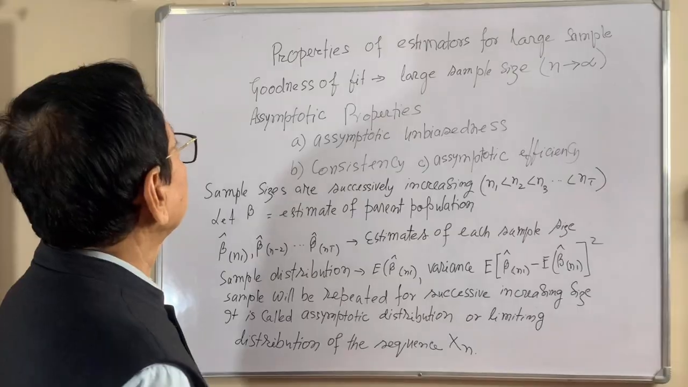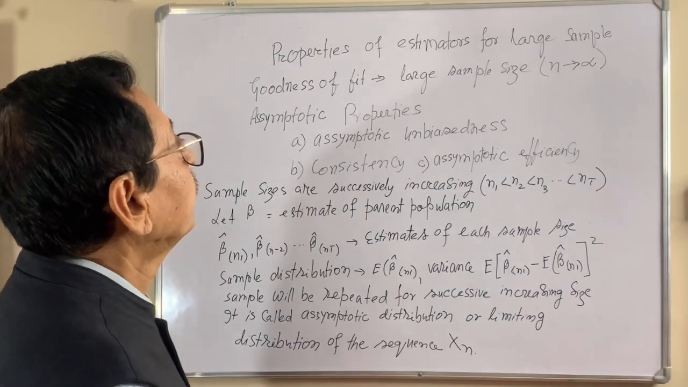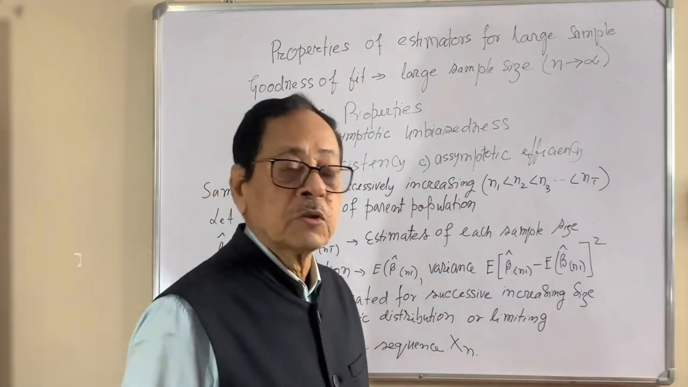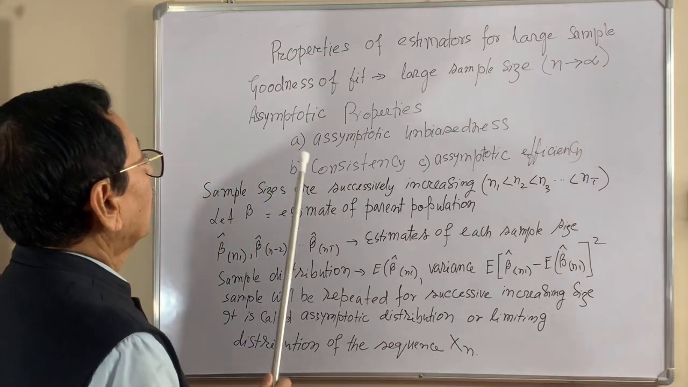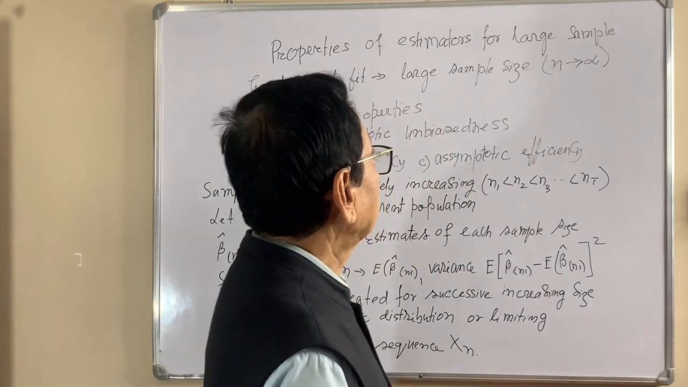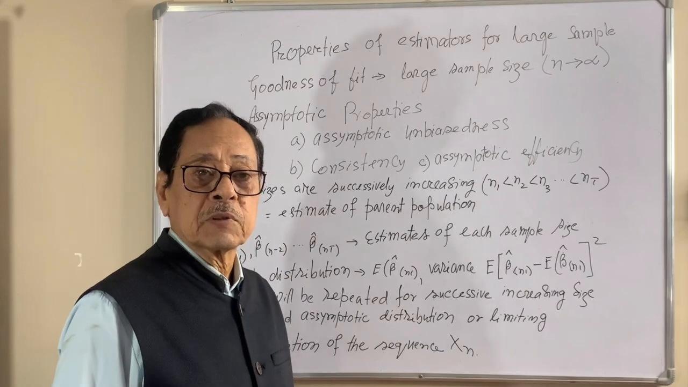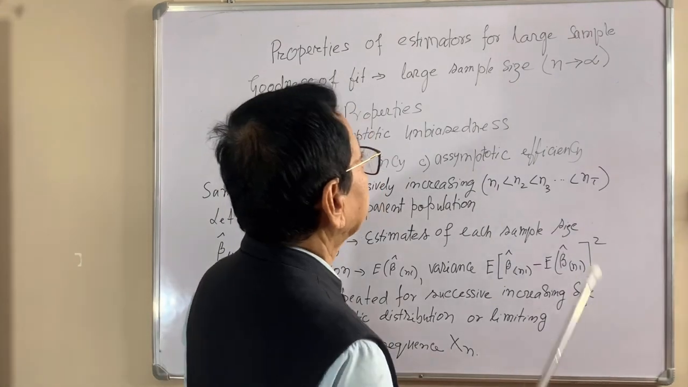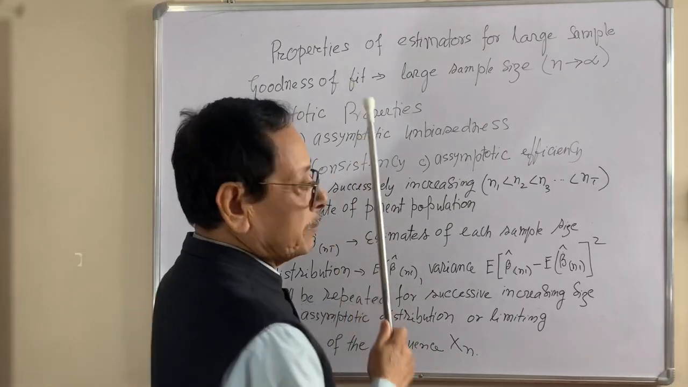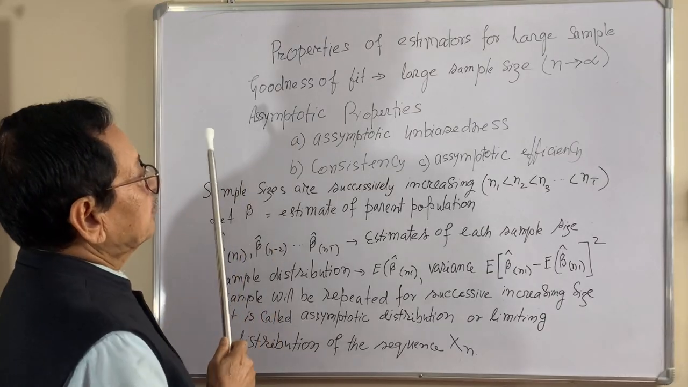Let us discuss today the properties of estimates for large samples. The properties of goodness of fit are applied to large samples. When the sample size is very large, say n tends to infinity, then we can obtain goodness of fit. This is called the asymptotic properties.